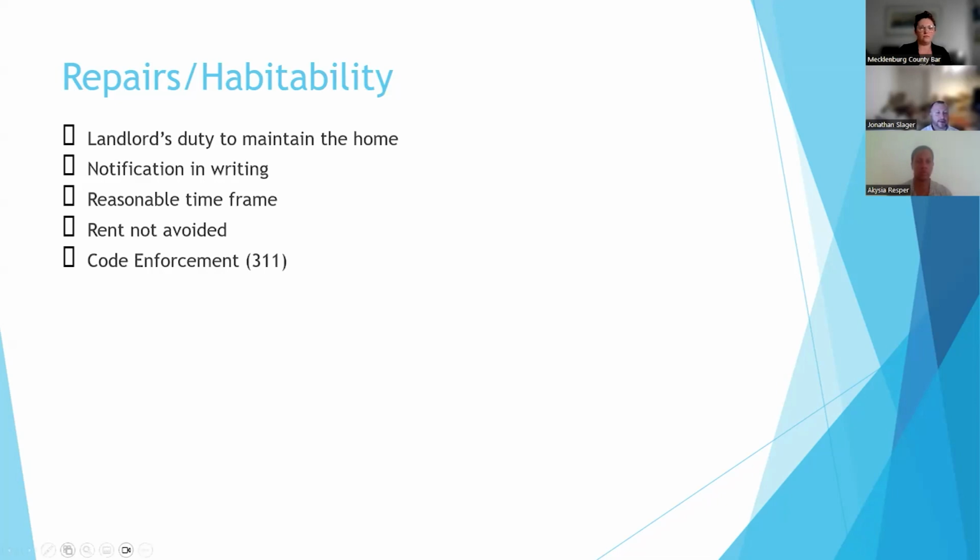It can be like if it's in a common area, typically the landlord is responsible for it at all times. But if it's in an area that is just for a certain tenant, the tenants need to notify the landlord in writing, because a landlord can't fix what they don't know about. So once the landlord gets a notification in writing, they have a reasonable time frame to make any repairs.